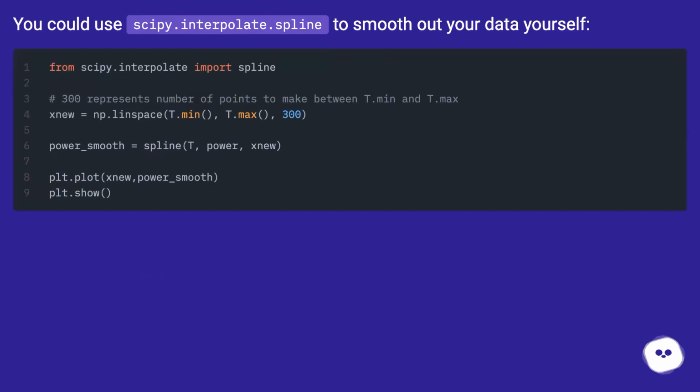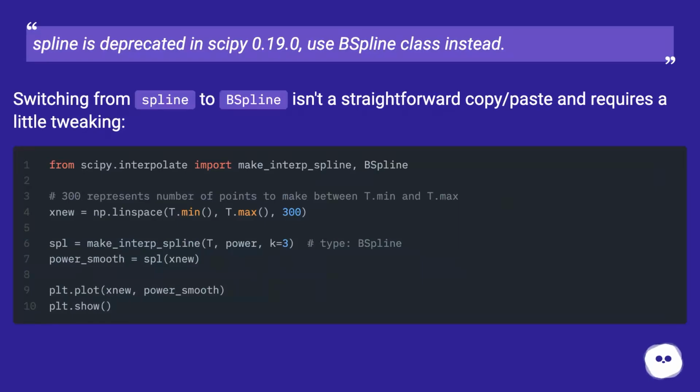You could use scipy.interpolate.spline to smooth out your data yourself. Spline is deprecated in Scipy 0.19.0, use bspline class instead. Switching from spline to bspline isn't a straightforward copy-paste and requires a little tweaking.